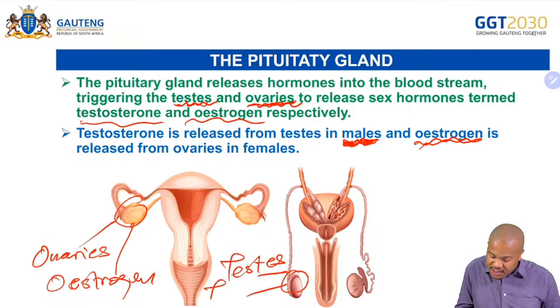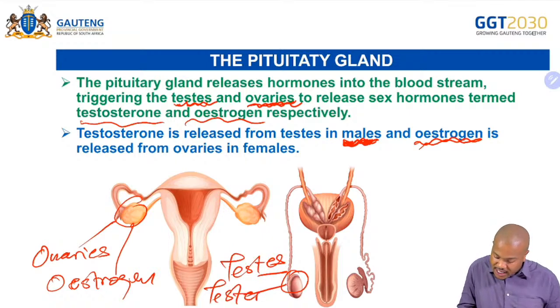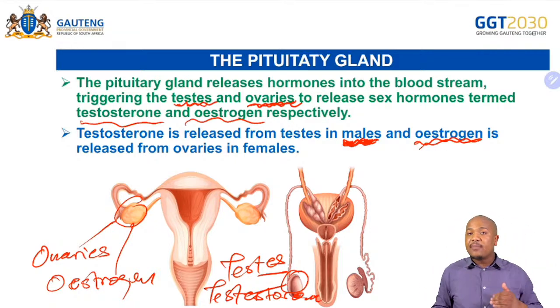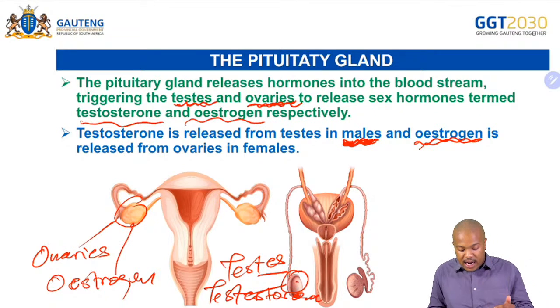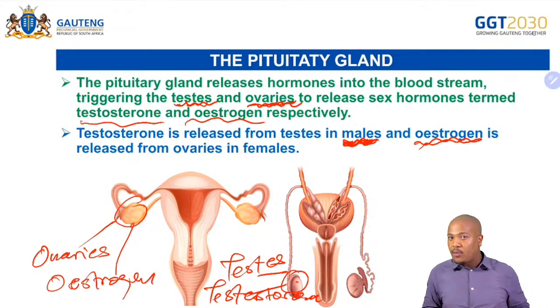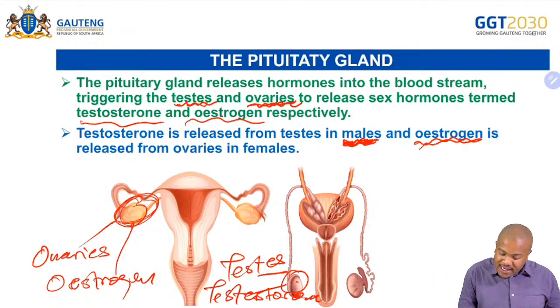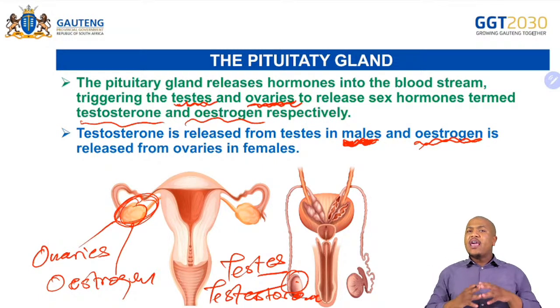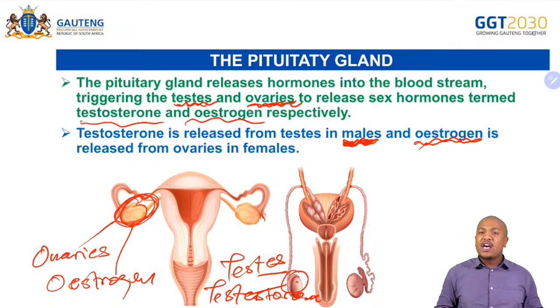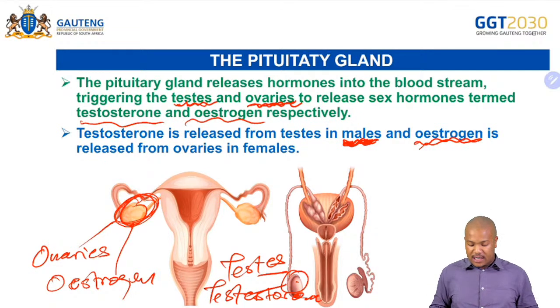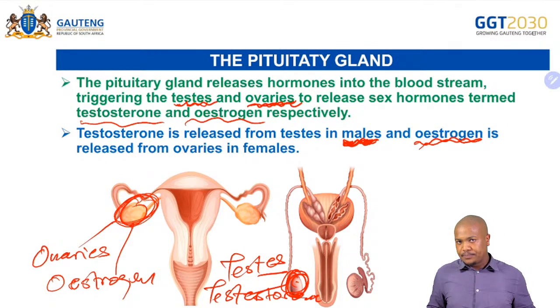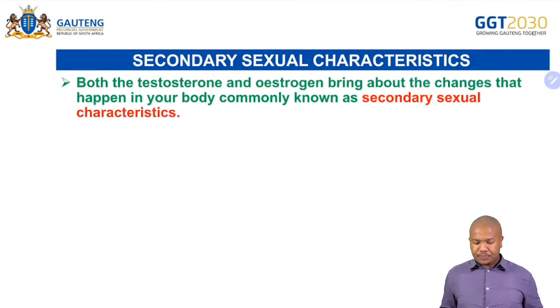And it's easy to associate testes with testosterone, right? Because the first letters are the same. So testes, testosterone; ovaries, estrogen. Are we together? So now, the ovaries secrete estrogen to enable the female to be ready for reproduction, whereas the testes release testosterone to enable the male to be ready for reproduction. Are we together? Now let's see how.